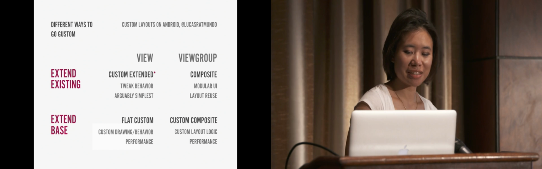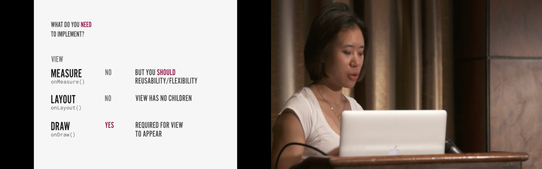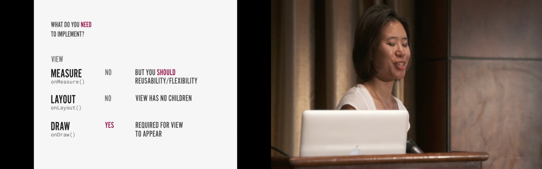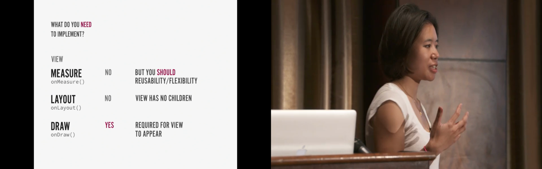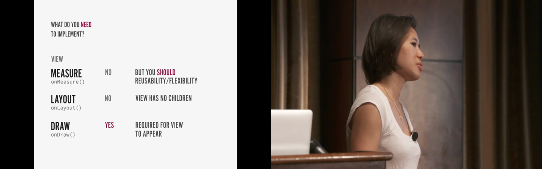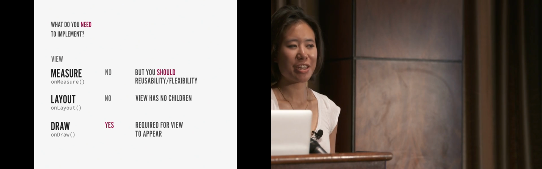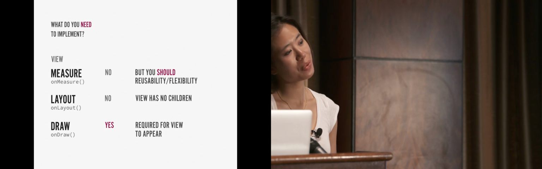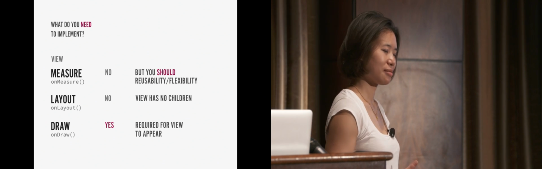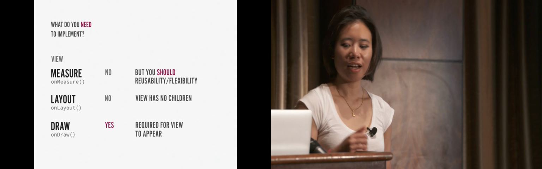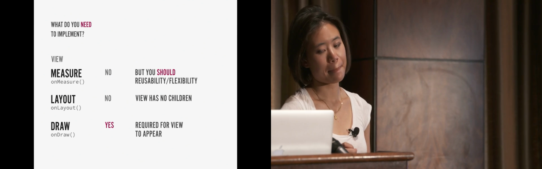So today in this talk, we're going to talk about the bottom. We're going to be really adventurous. We're going to talk about flat custom views and custom composite views. So back to measure, layout, and draw. I mentioned that these are your entry points into the view traversals. The secret is that you don't actually have to implement all three to do custom views and custom view groups. Depending on what you're doing and what you need, you only have to implement a subset of them.